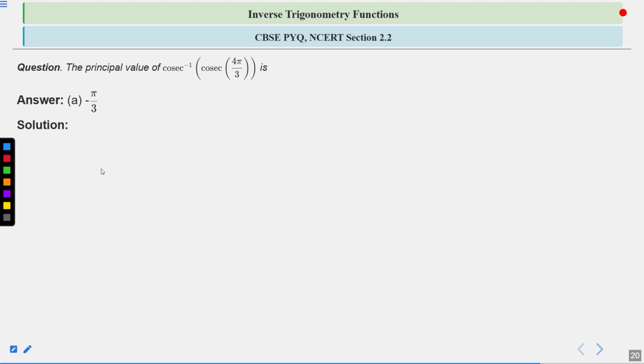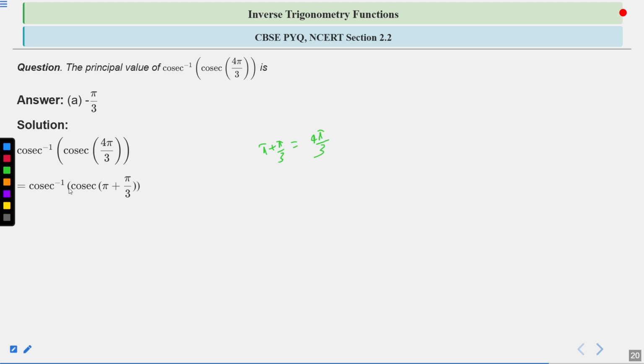So let us move to the solution part. Now cosec inverse cosec 4 pi by 3 can be written as cosec inverse cosec of pi plus pi by 3, because we know that sine of pi plus theta will be equal to minus of sine theta, right? So cosec 4 pi by 3 can be written as pi plus pi by 3, right? Because pi plus pi by 3, when you solve this, you will get 4 pi by 3. Clear?